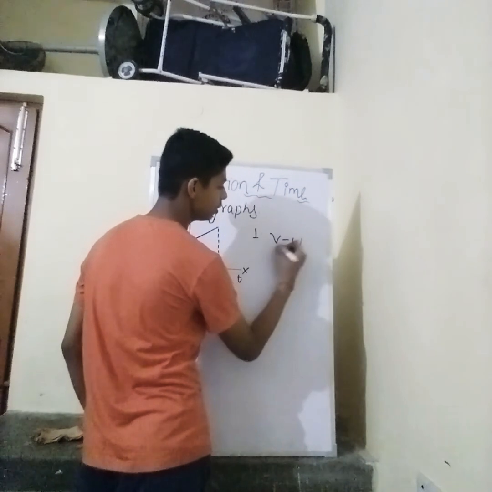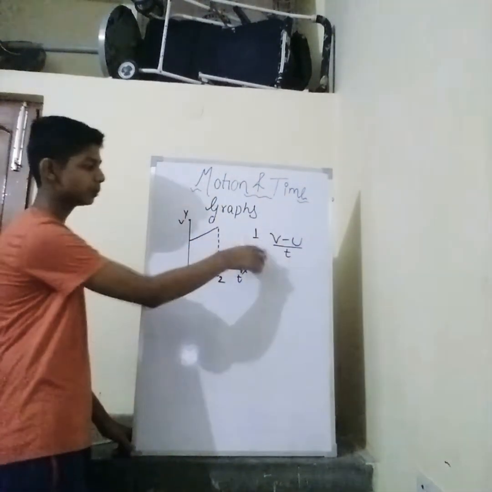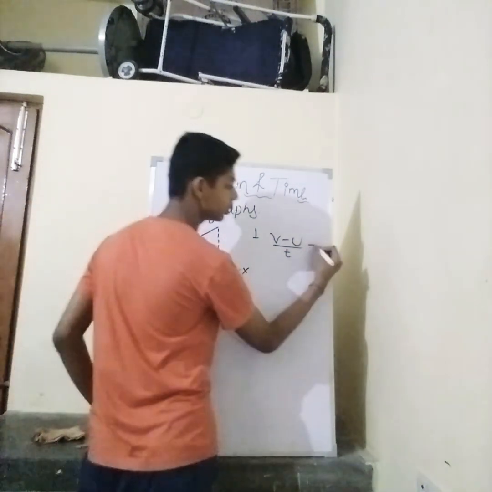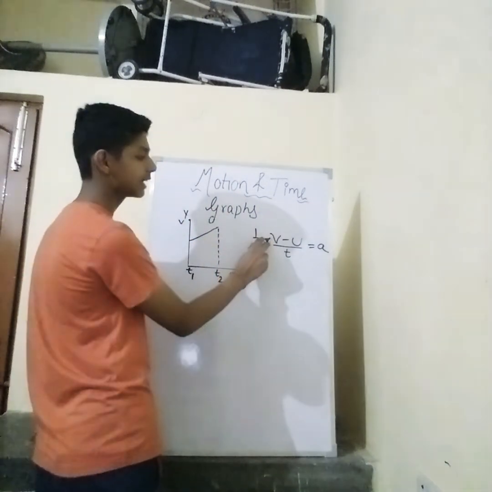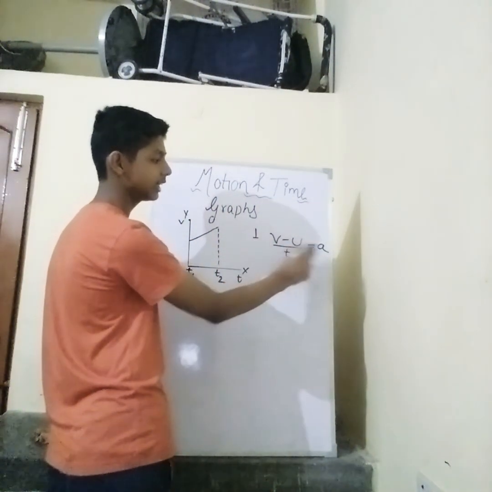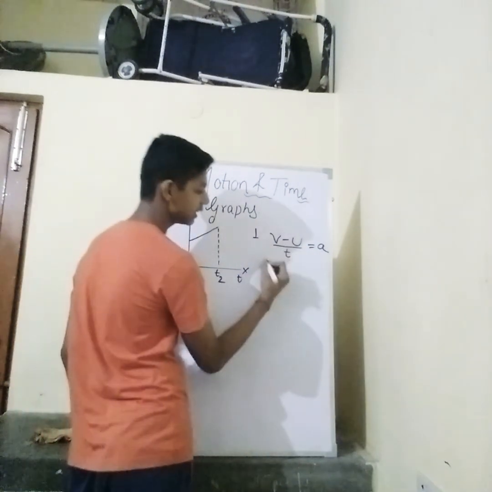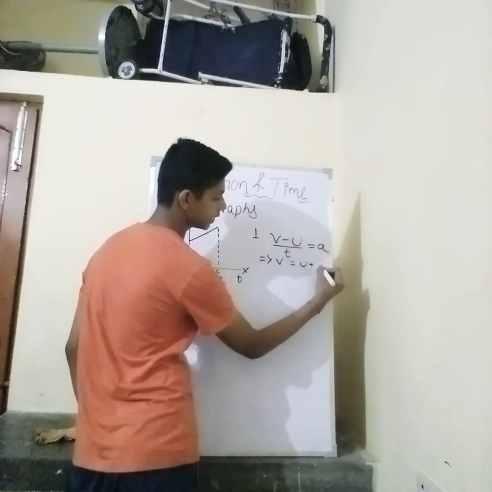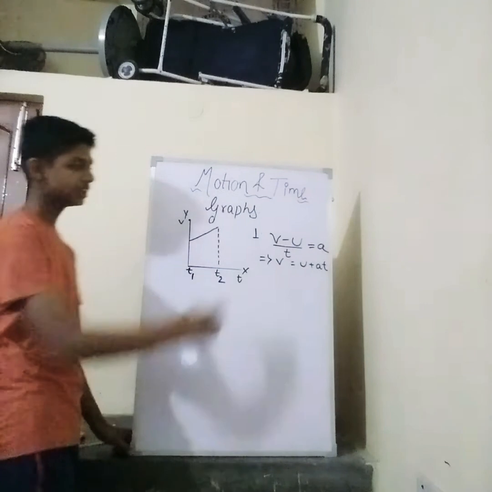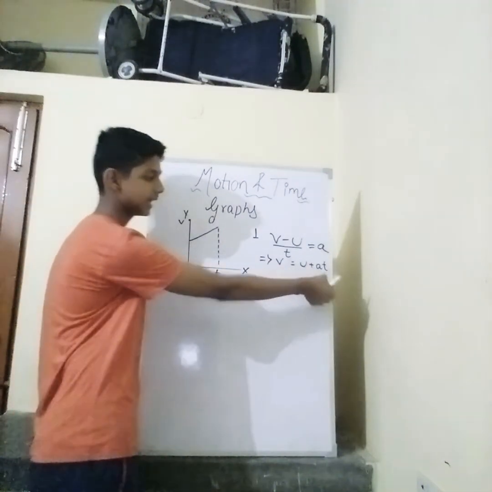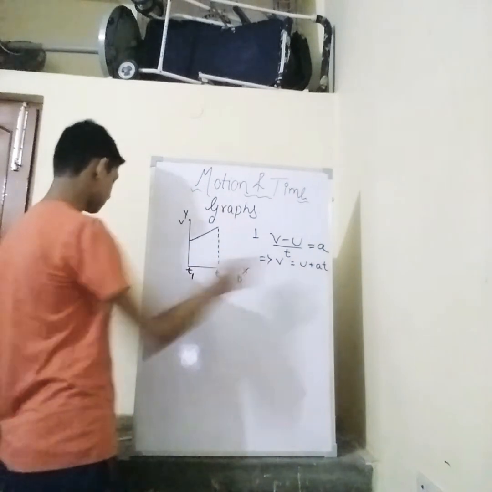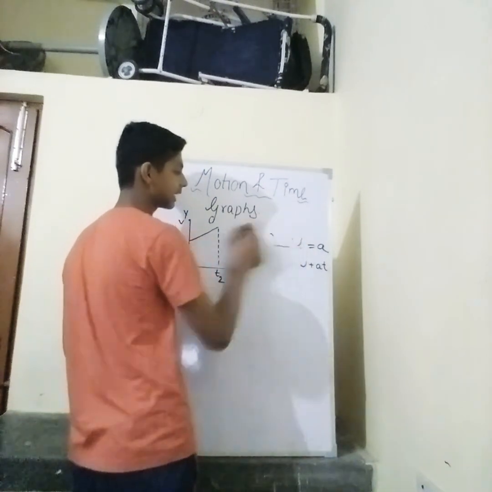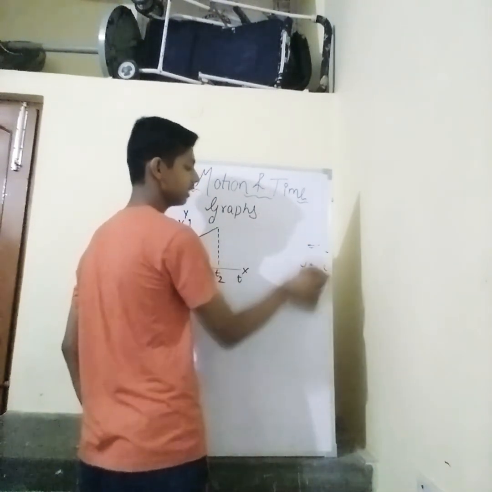V minus u by time. This will be the slope of this. Slope of velocity time graph will give acceleration. V is for final velocity, t is for time, u is for initial velocity, and a is for acceleration. Then from this we can conclude that v is equal to u plus at. This is the first equation, v equals u plus at, derived from the velocity time graph. Now we will see the second equation, in which we can find the displacement.